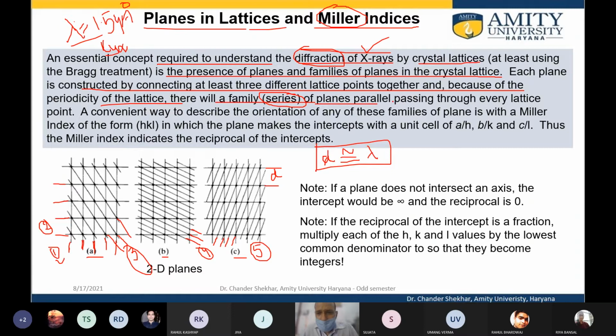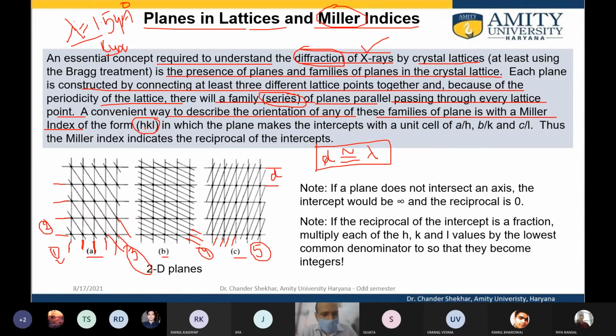Family of planes parallel passing through every lattice point. A convenient way to describe the orientation of any of these families of planes is with Miller indices, of the form HKL. So we'll have 3 indices. In the case of hexagonal we have 4, but generally for all other lattices and crystal structures, we have HKL as the Miller indices of the plane.